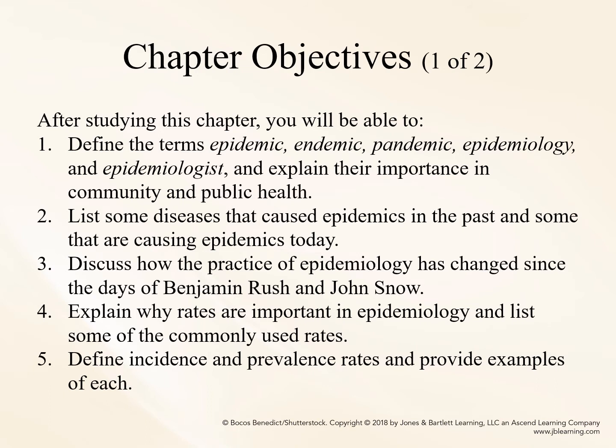After studying this chapter, we will be able to define terms such as epidemic, endemic, pandemic, epidemiology, and epidemiologist, and explain their importance. We will also be able to list some diseases that cause epidemics. We'll discuss how the practice of epidemiology has changed since the days of Benjamin Rush and John Snow, and explain why rates are important in epidemiology. We will also be able to define incidence and prevalence rates and provide examples of each.